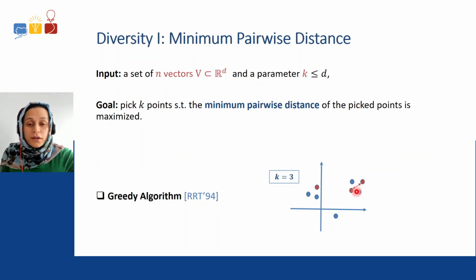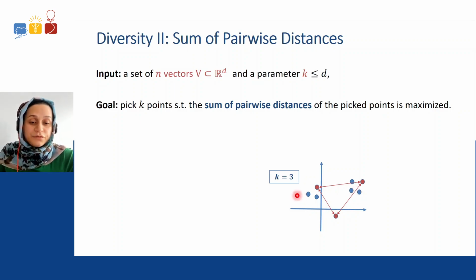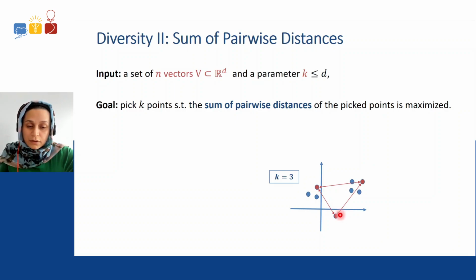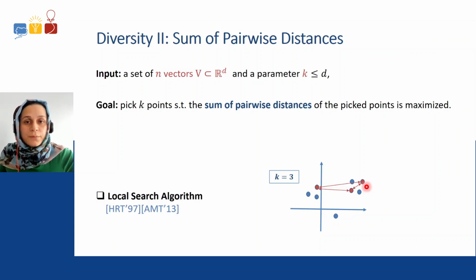There are other notions of diversity. For example, you can define the notion of diversity more robustly as the sum of pairwise distances between the points. For example, if k is equal to 3, we want to pick 3 points here such that the sum of these 3 arrows is maximized. So this is what I measure as their diversity. And if I pick these 3 points instead, then they are less diverse because the sum of these pairwise distances is smaller. Okay, so again, it's known that using a local search algorithm, one can get a constant factor approximation for this problem as well.